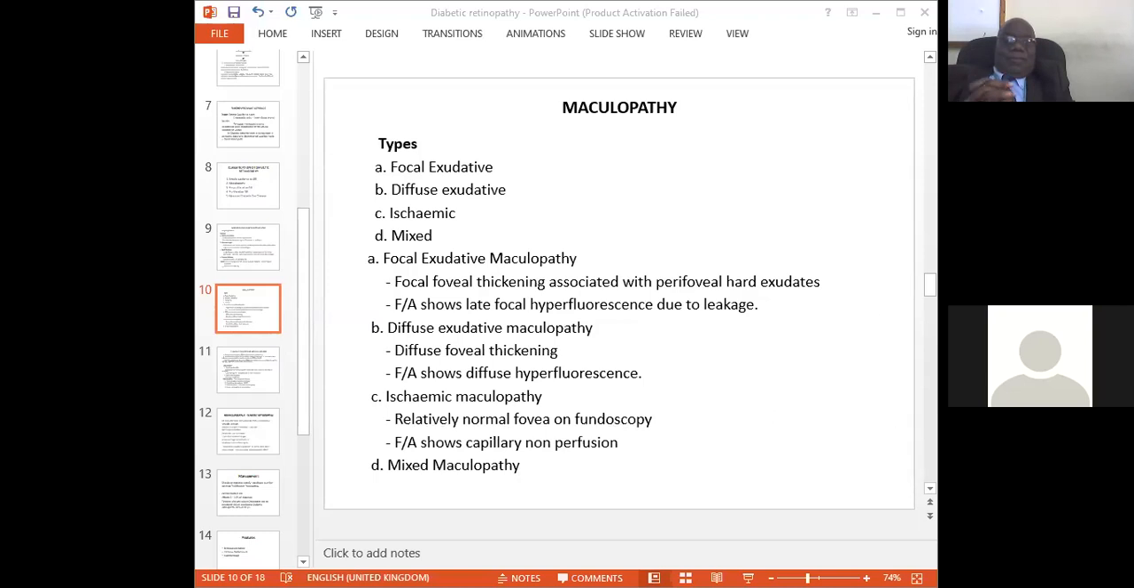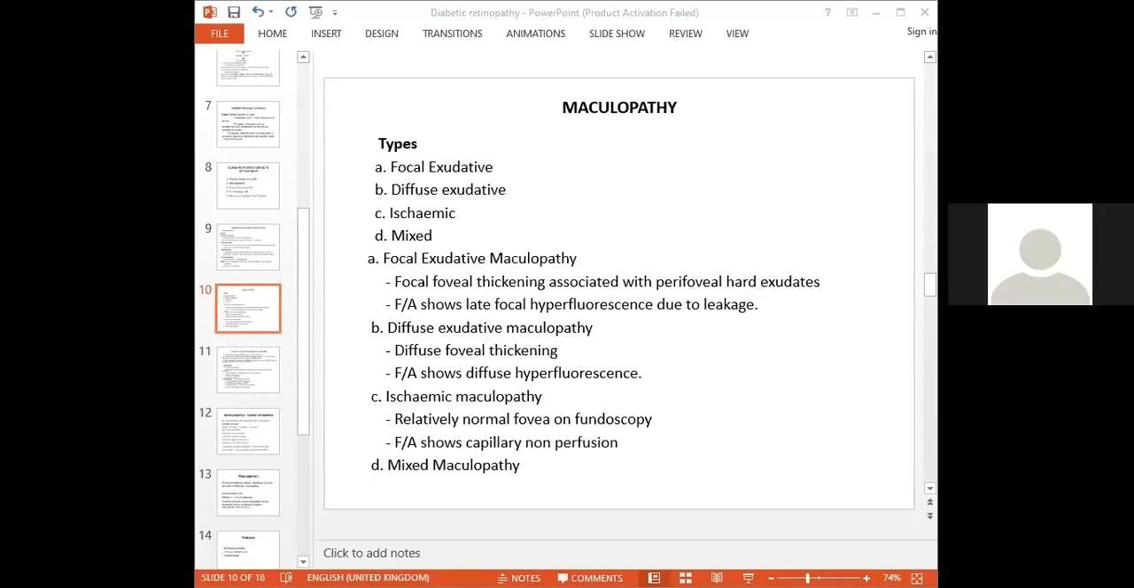Can we proceed? Maculopathy, types of maculopathy can be focal exudative, diffuse exudative, can be ischemic or a mixture. What is focal exudative maculopathy? What is here is the foveal, there is focal foveal thickening associated with perifoveal hard exudates at the center.